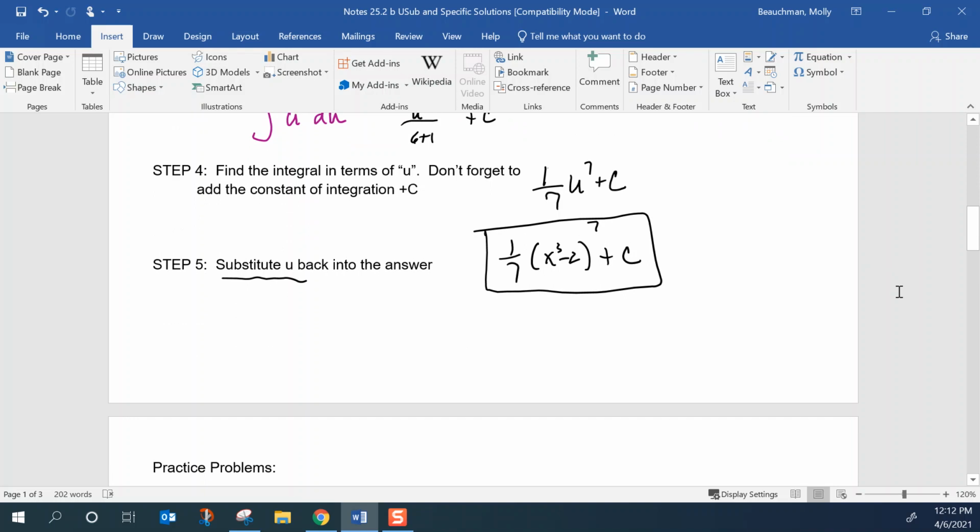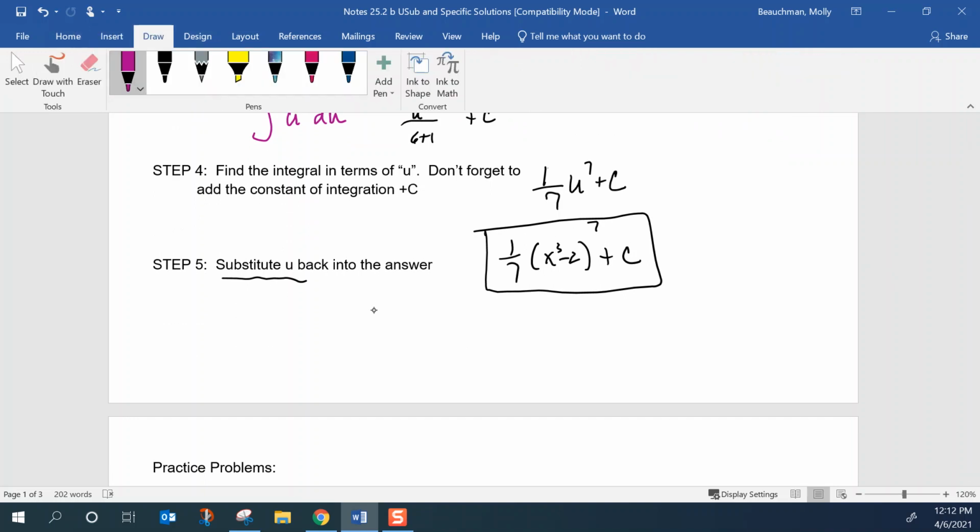How do you check and make sure? Check by finding the derivative.